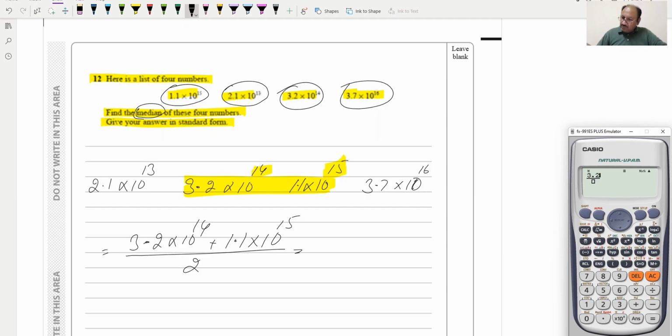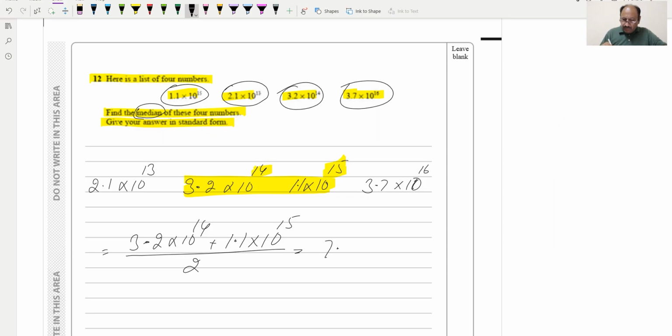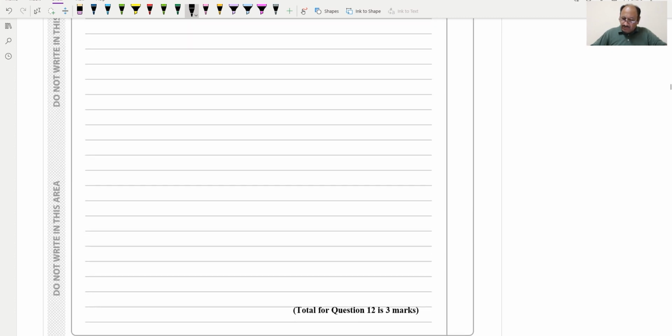So 3.2 into 10 raised to the power 14 plus 1.1 into 10 raised to the power 15 and divided by 2 will be equal to 7.1 into 10 raised to the power 14. This will be our final answer, and this is for 3 marks.